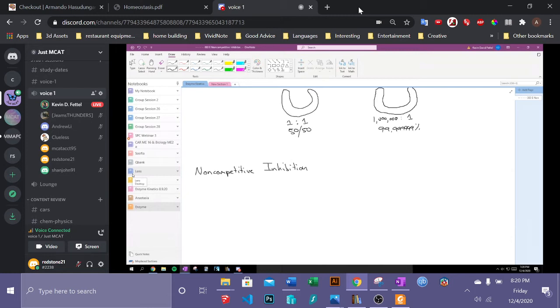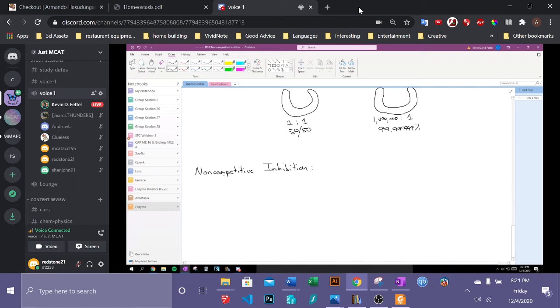So, John, what do you think non-competitive inhibition means? Is that me? Sure. It binds allosterically to the enzyme and doesn't allow the substrate to go in. Yeah. Okay. Fair. So maybe I'm not asking this question right. You guys aren't wrong. Neither are you, MCAT account 95. But what I'm looking for is a very simple definition.